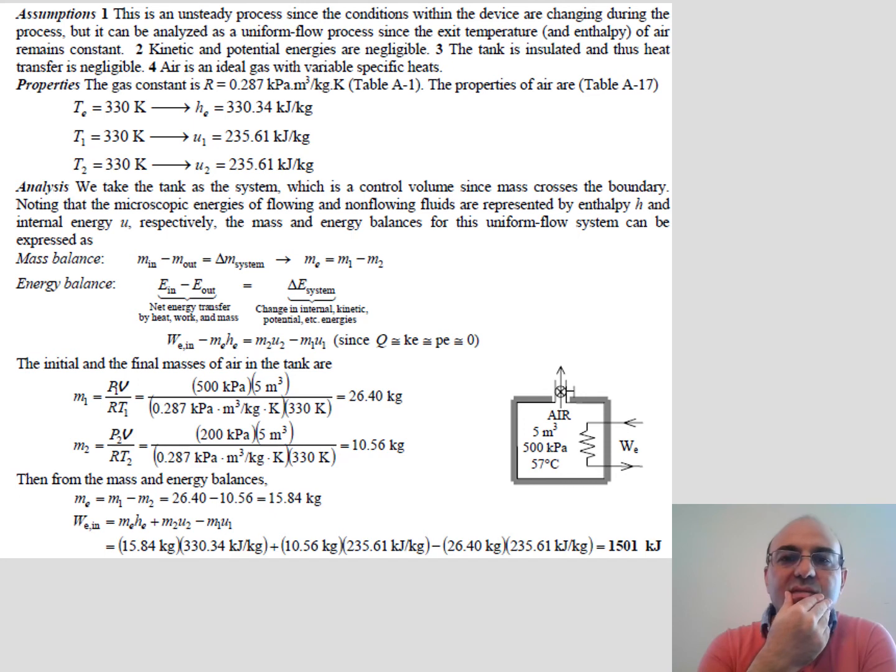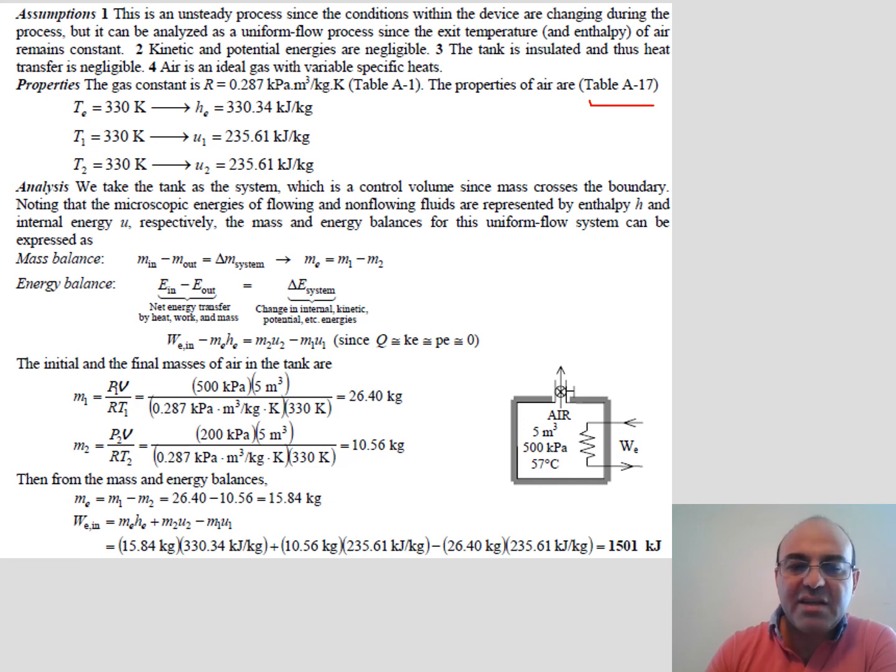Okay, so the problem didn't mention to use a constant specific heat approximation. Therefore, we're going to use table A17, and this is air, table A17, in order to find the exact solution. So some assumptions listed here. It's an unsteady process. However, we can assume that it's a uniform flow process. Kinetic and potential energies are negligible.